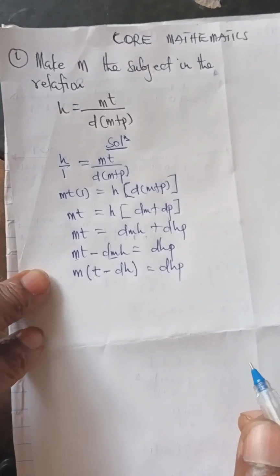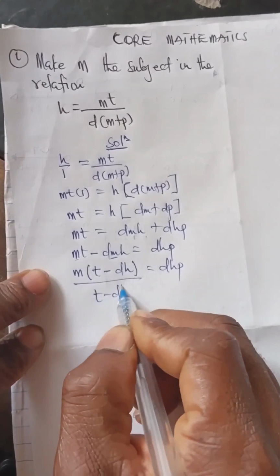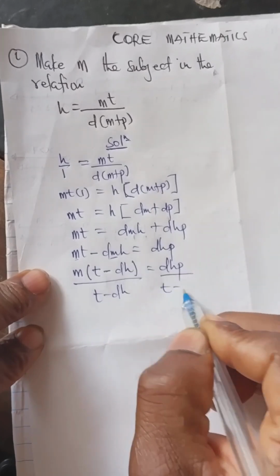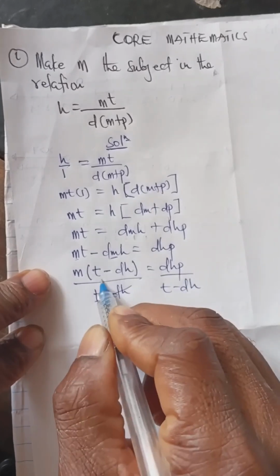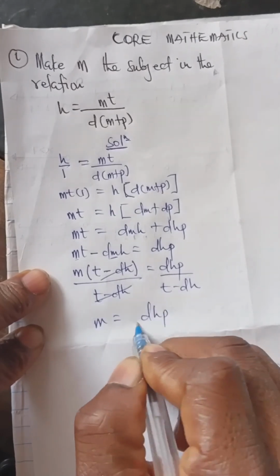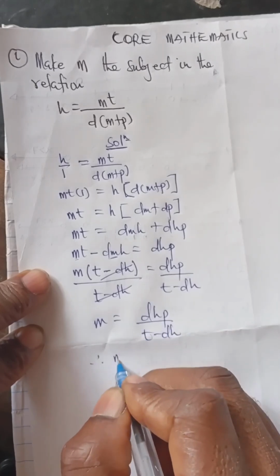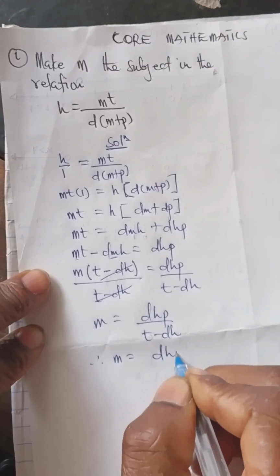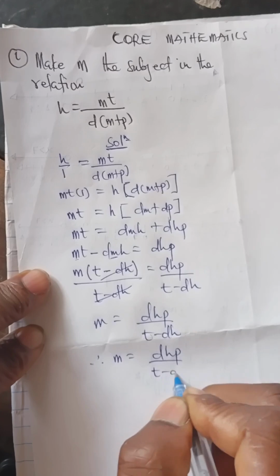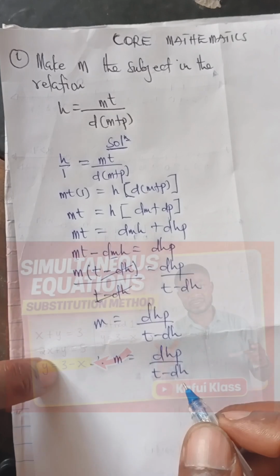Because I want to make M the subject, I divide through by T minus DH. So I have my M now as DHP over T minus DH. Therefore, M is equal to DHP over T minus DH. Basically, this is the value we get when M is the subject.